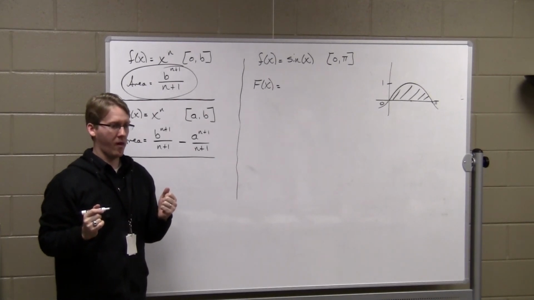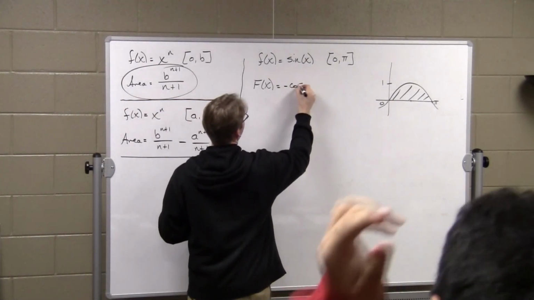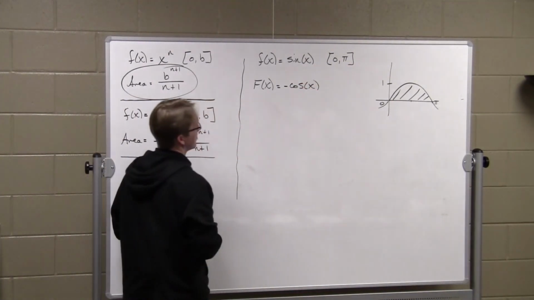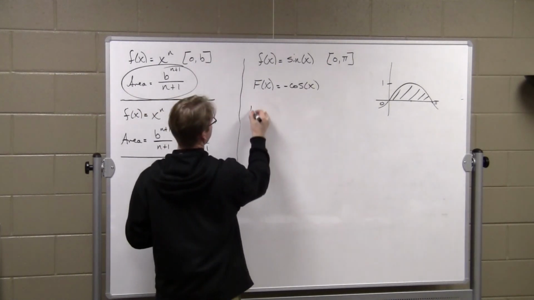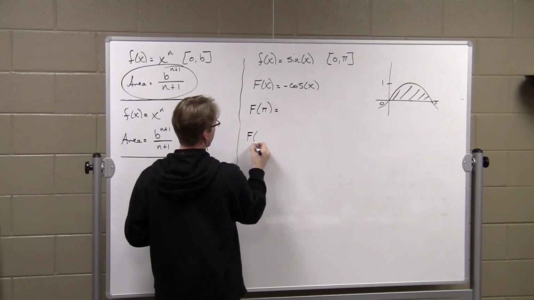Correct. Which is cosine. Try again. Negative cosine. Negative cosine, that's one. All right, so let's evaluate the ending point. And let's evaluate the beginning point.